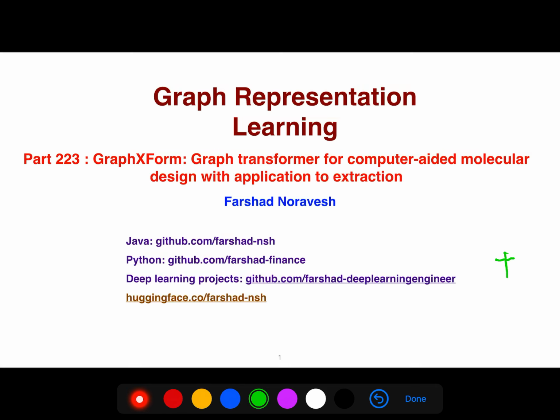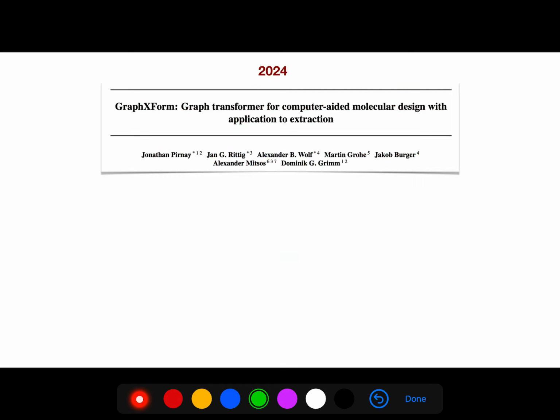Alright, so today I'm gonna be explaining another important paper with the title GraphXForm: Graph Transformer for Computer-Aided Molecular Design with Application to Extraction. This paper is from 2024.